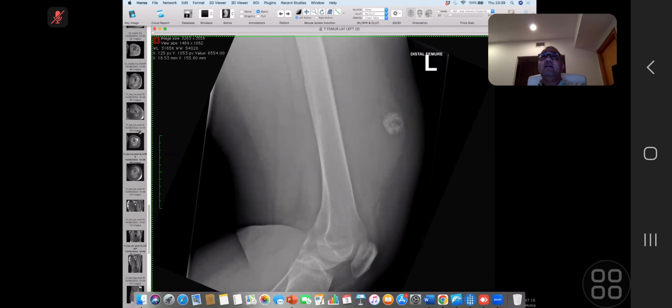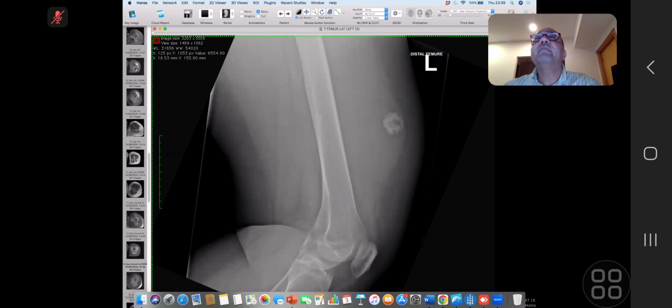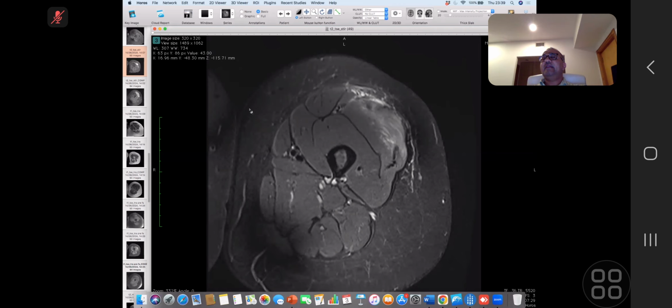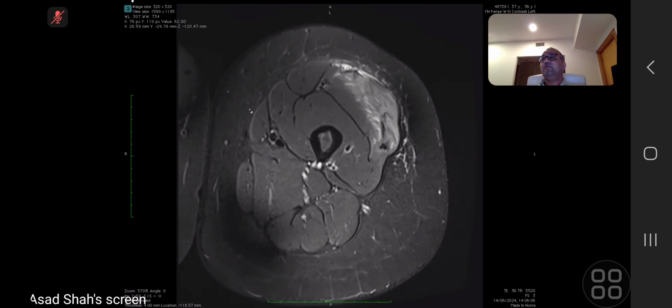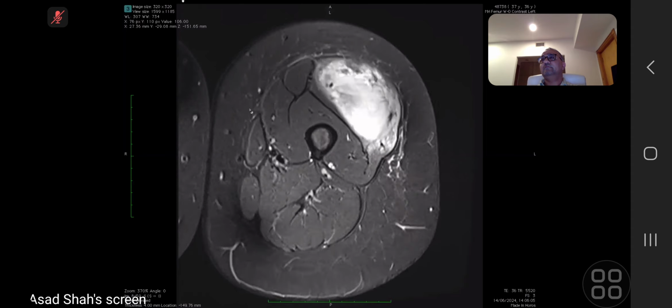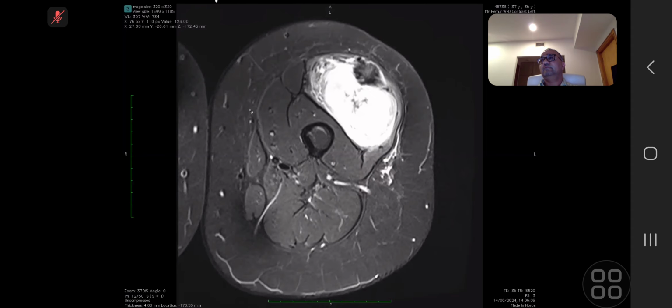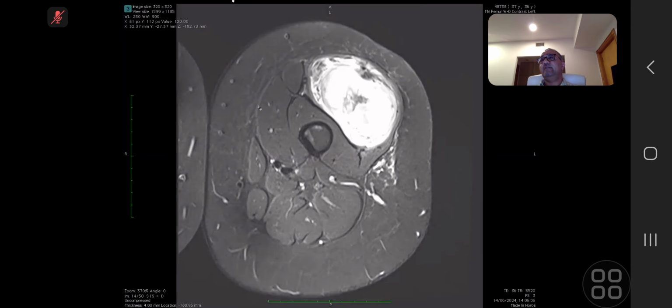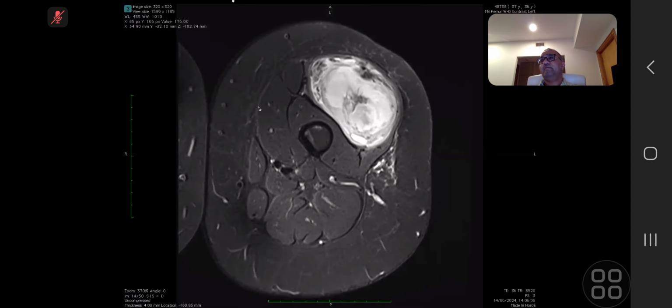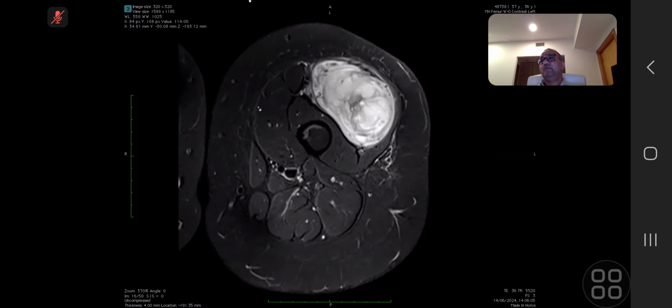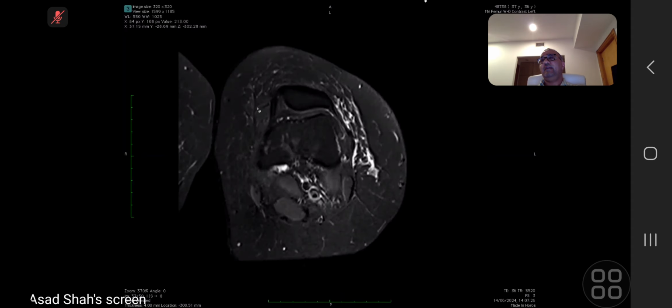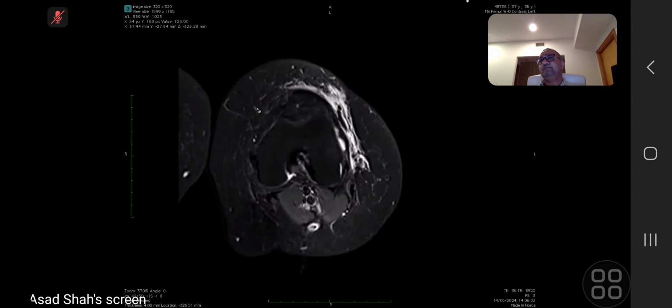Okay. Right. Let's start with STIR. So that's an axial STIR. I'm going to scroll for all of you. Window it a bit. So that's the knee. Okay, let's go proximally.